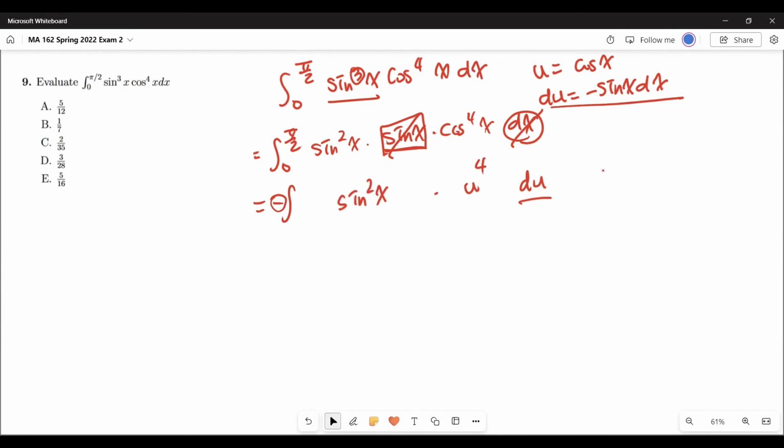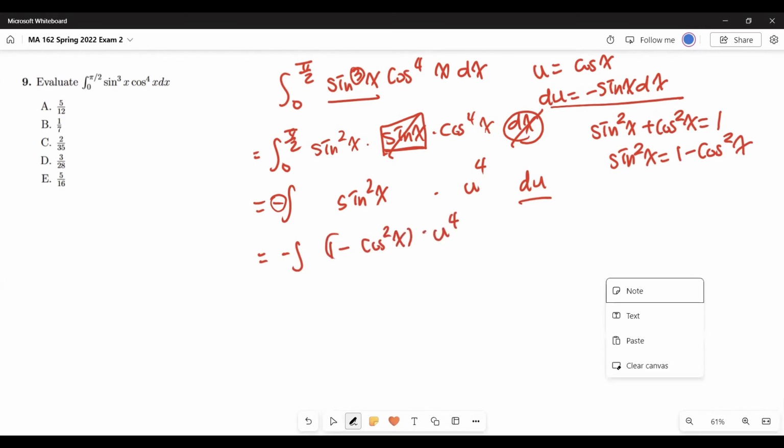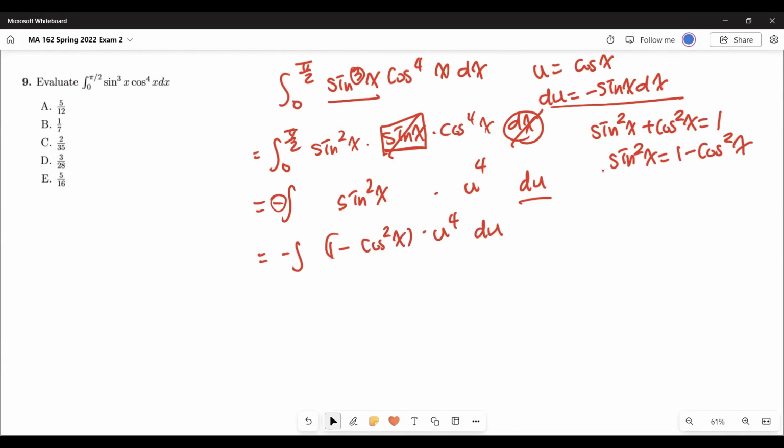What are we going to do with sine squared x? If you remember the trig identity, sine squared x plus cosine squared x is equal to 1. So sine squared x can be written as 1 minus cosine squared x. So negative, 1 minus cosine squared x, u to the fourth power du. And cosine squared x can be written as u squared, so negative, 1 minus u squared, u to the fourth power du.